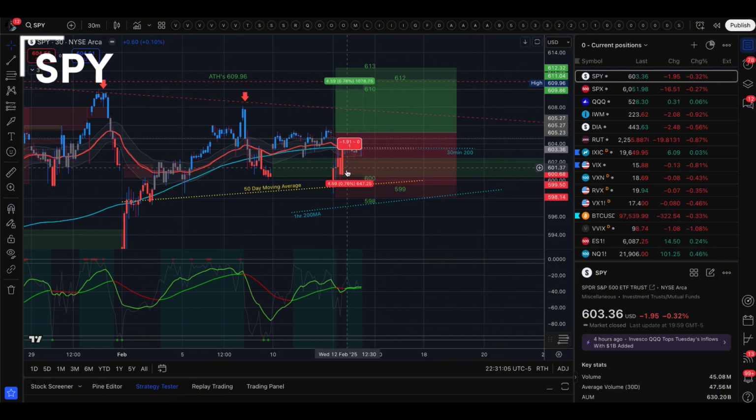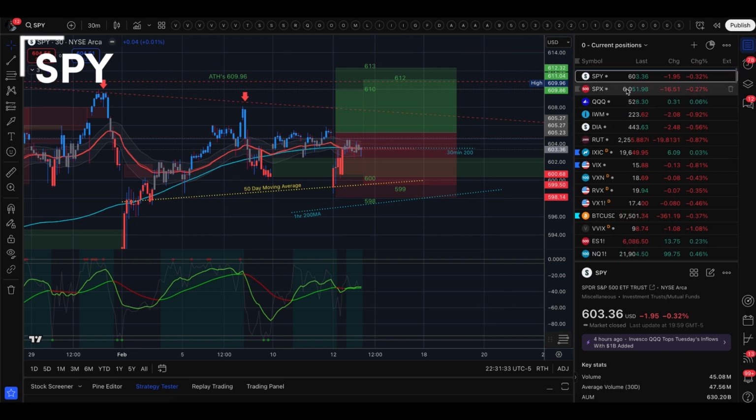So we did drop down, bounce on the 50-day moving average. We came back up, filled this gap from Monday, and then brought it all the way back up to the 30-minute 200 moving average and the 35 EMA. Those two levels are officially running together, and the 35 EMA might be underneath the 30-minute 200 just a little bit, but for the most part, they're running together.